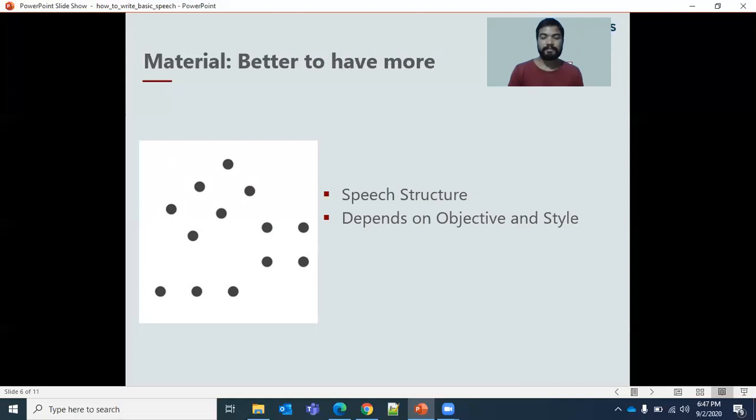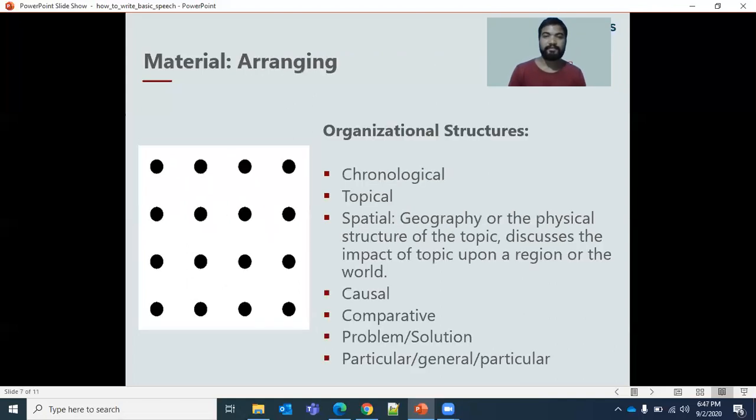After that, you'll try to arrange this in a particular manner. There are some organizational structures which you have to follow, depending on what you are following. Now we'll arrange these things. We got things and we'll arrange them one by one. These are some basic types of structure we are going to follow. First is chronological.